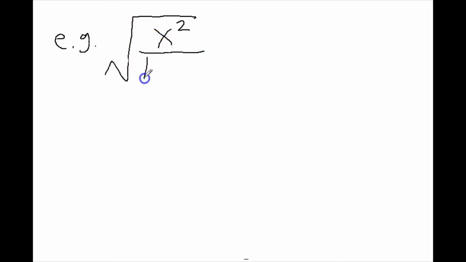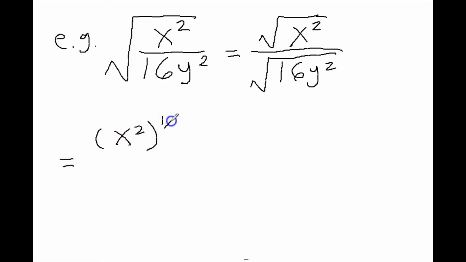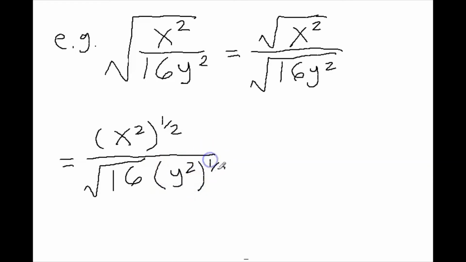Okay, what about this? Simplify the square root of x squared over 16y squared. Split this up into the square root of the numerator over the square root of the denominator. That numerator is like saying x squared to the 1/2 power. The denominator, I can split up into the square root of 16, or 16 to the 1/2 power, times y squared to the 1/2 power.